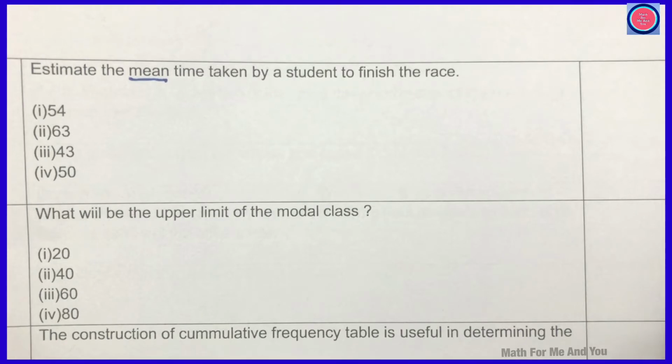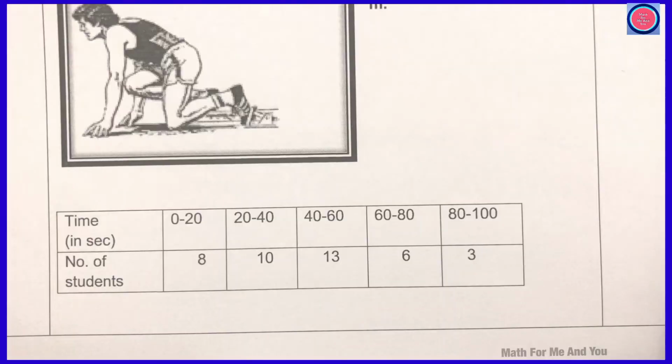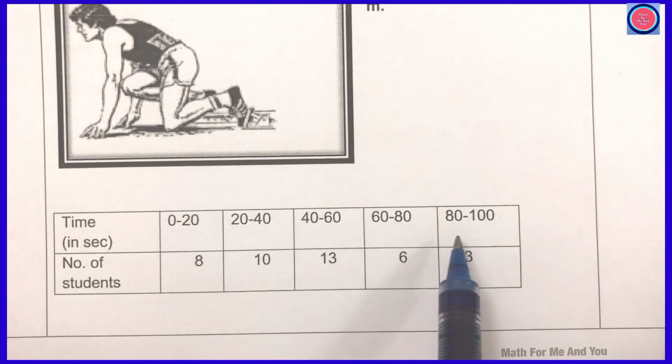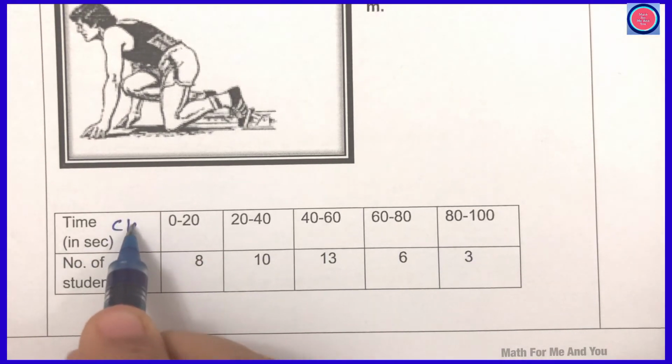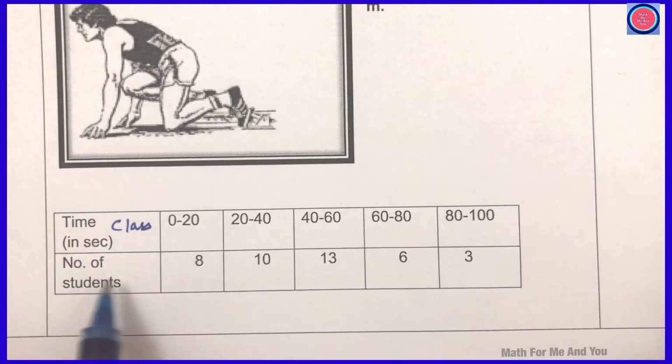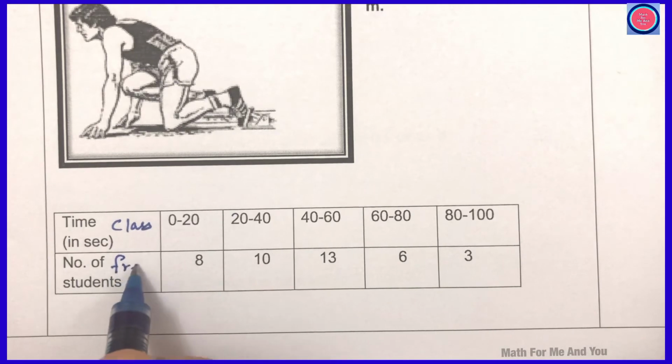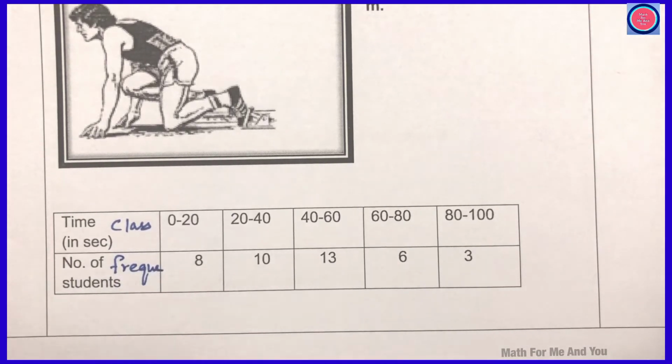So here we have got a group data. We need to calculate the mean. Okay, let's look at this table. It is given time in seconds, means this is as class 0 to 20, 20 to 40, 40 to 60 like this. So this is class. And second column number of students. That means here given as frequencies. We can write frequency as Fi. Class is given, frequency is given. What we have to find?